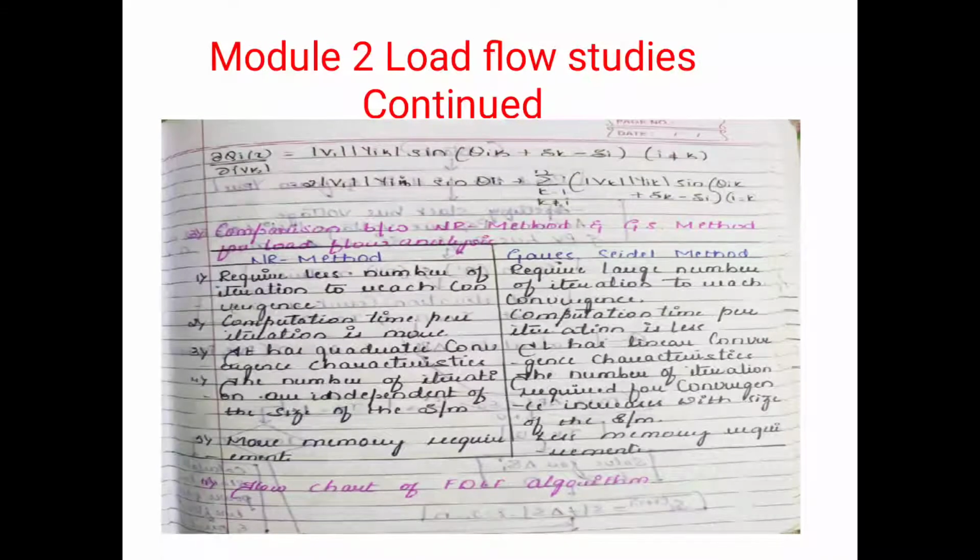In the NR method, the number of iterations is independent of the size of the system. But in Gauss-Seidel, the number of iterations required for convergence grows with the size of the system. More memory is required in NR because the method is more complex. Gauss-Seidel has a lower memory requirement.